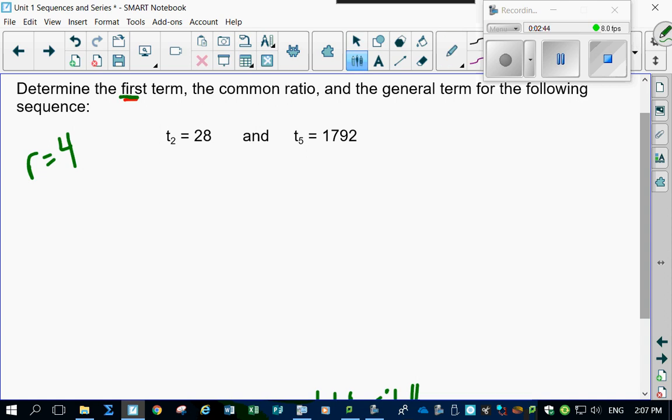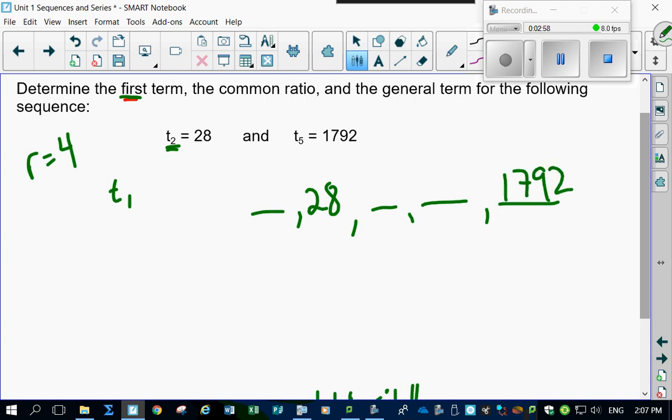We want the first term. Of course, we're at T2 here. What's T1 going to be? Remember, this is the second term, 28. There's another term, third term, fourth term, and then our fifth term, which was 1792. How do we get to that? Well, if we're at 28, going backwards means dividing by 4. Excellent. So 28 divided by 4 works out to be 7. So our first term was 7.